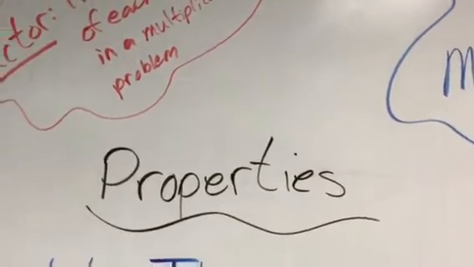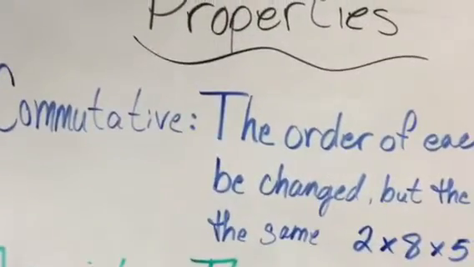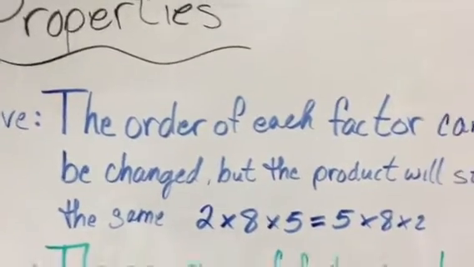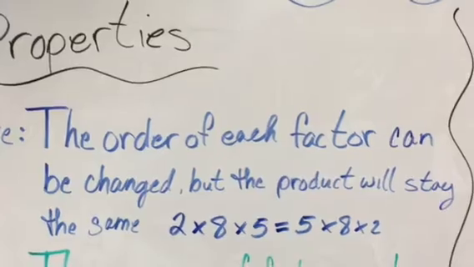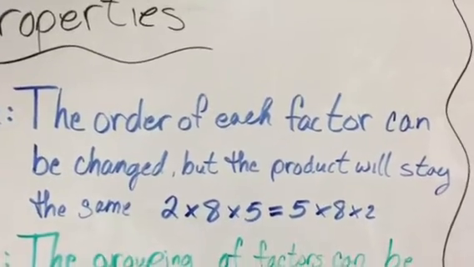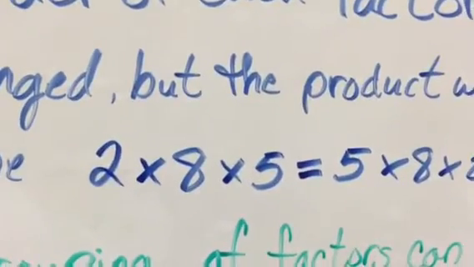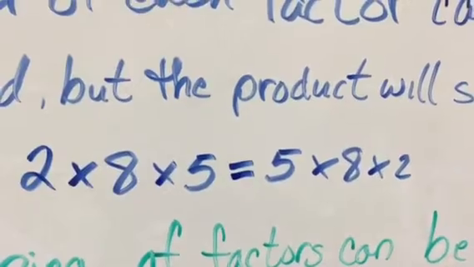All right, let's get to the properties. The first two properties you've seen before, commutative and associative. So let's go through them. Instead of the commutative property of addition, now we have multiplication. And it says that the order of each factor can be changed and the product will still stay the same. So the example of that would be 2 times 8 times 5 is equal to 5 times 8 times 2.